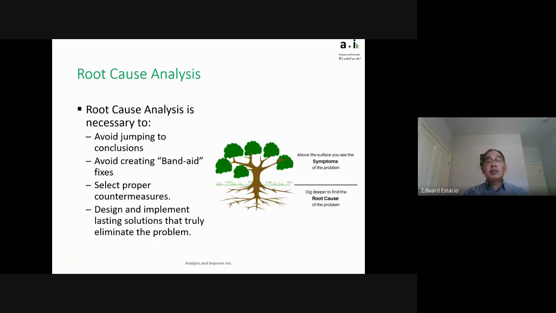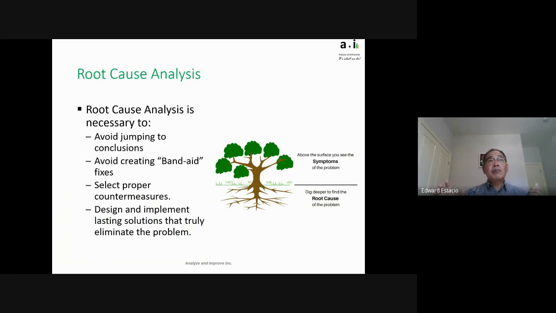Why do we need root cause analysis? Just so we could avoid jumping to conclusions, avoid those band-aid solutions. What are the proper countermeasures? And make sure those ones have lasting effect, right, that truly eliminates the problem.